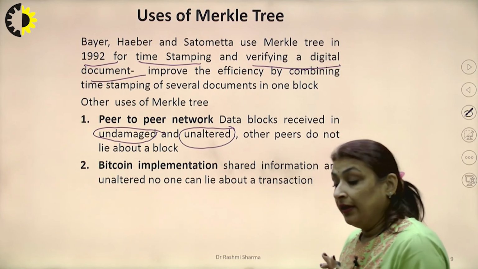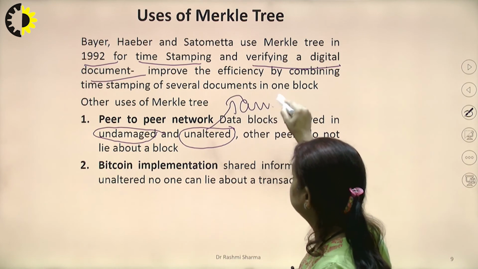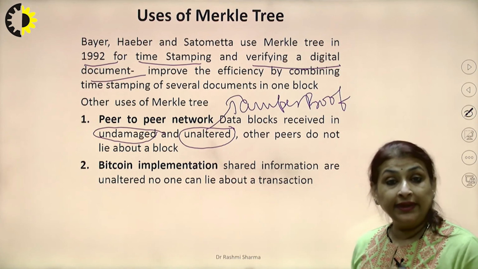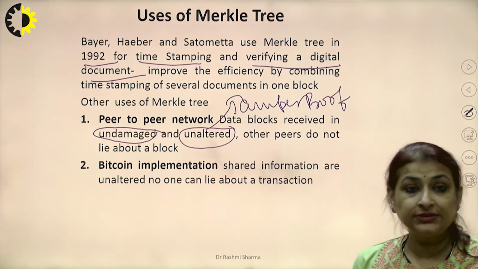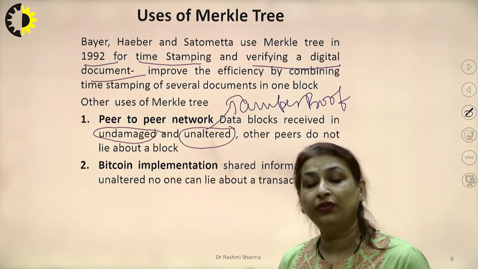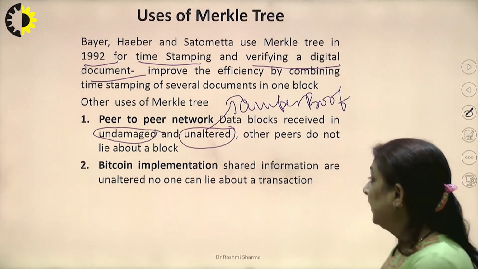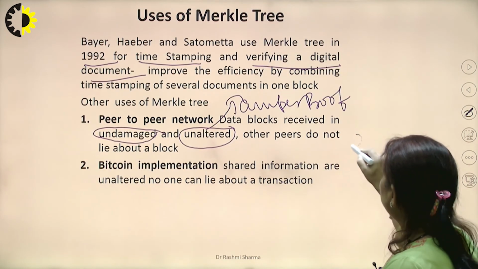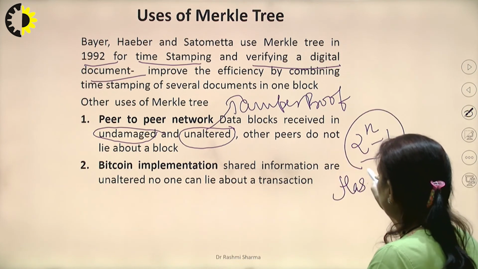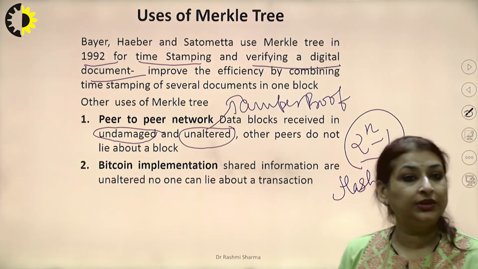Undamaged means you cannot delete something from it. Unaltered means it is tamper-proof. You cannot change any of the data. Nothing can be done to that text unless very, very high processing power systems are used, because as the level of the tree increases, we know that for a tree of nth level the number of hash functions would be this. So as the height of the tree increases, the number of hash functions increases.